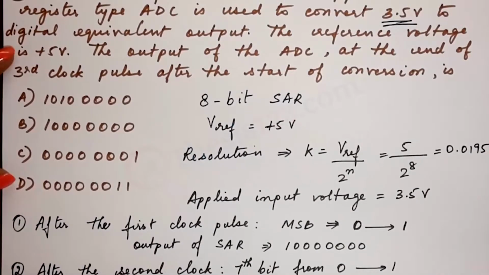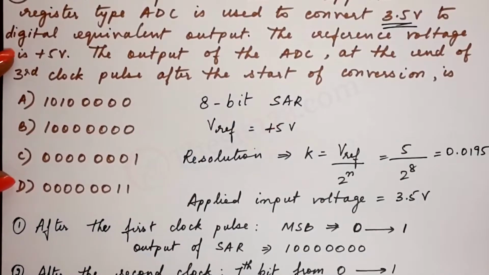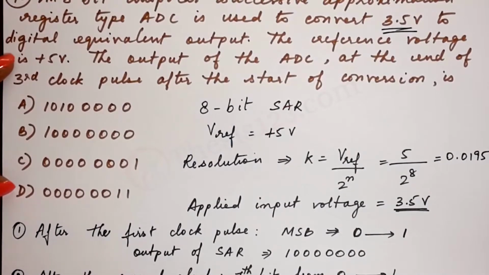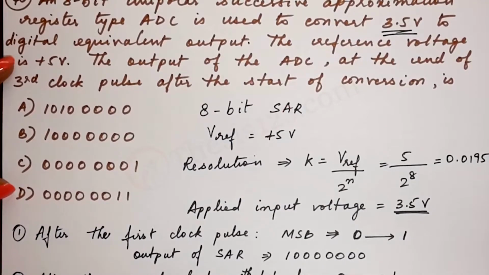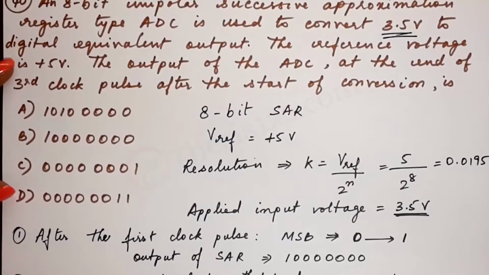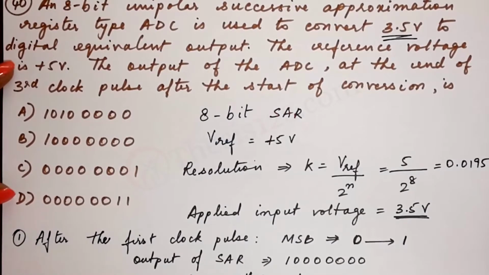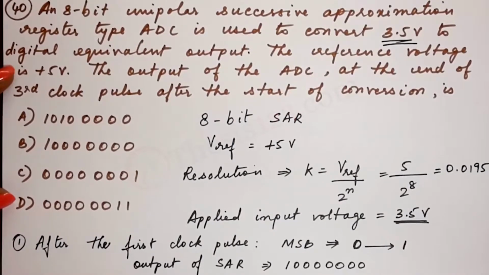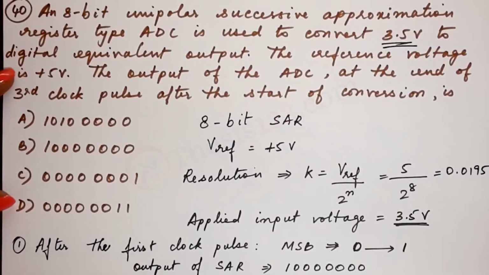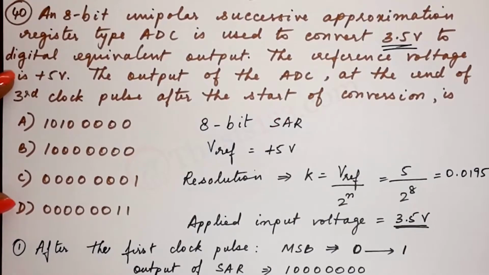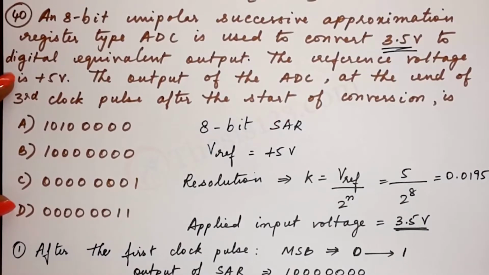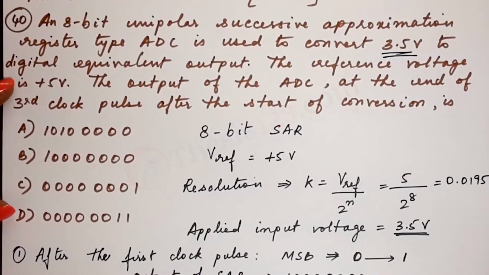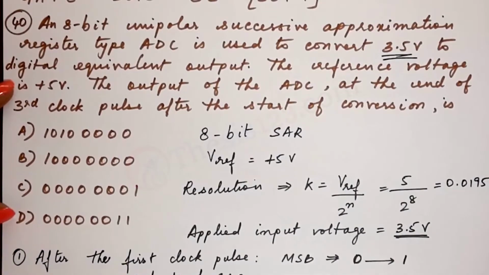Now this output results in a value that is greater than 3.5, which is the applied input. Now it should not be greater than 3.5. Since this value results in a value that is greater than 3.5, the output of the second clock will be the same as that of the first clock. So this one goes back to 1 0 0 0 0 0 0 0. I hope this makes sense. Now once this is done, we go for the third clock.